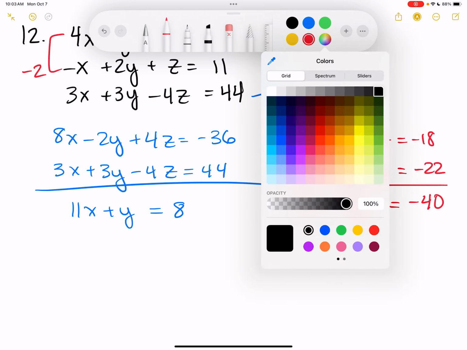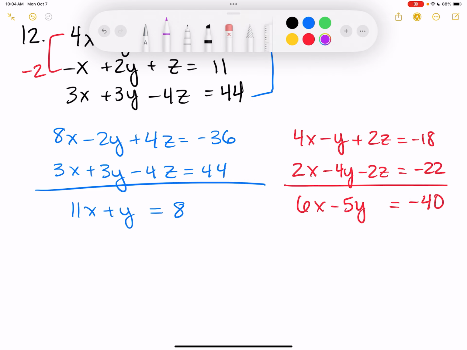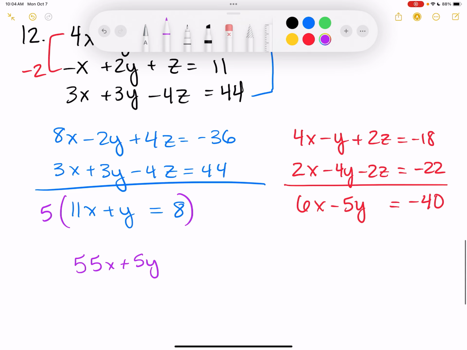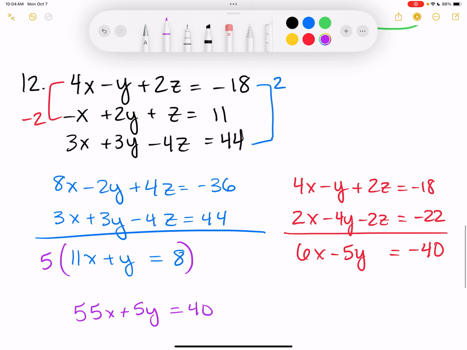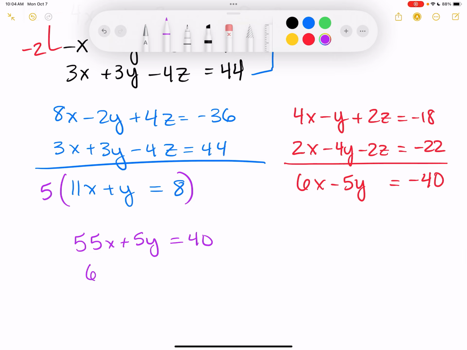What variable do we want to solve for, x or y? Y, because if I have to multiply the x's by stuff, I'm going to get really big numbers. So I need to multiply this equation by 5 because this one's a -5. I'm going to multiply this whole thing by 5, so I would get 55x plus 5y equals 40. And then I'm just copying this one down: 6x minus 5y equals -40.